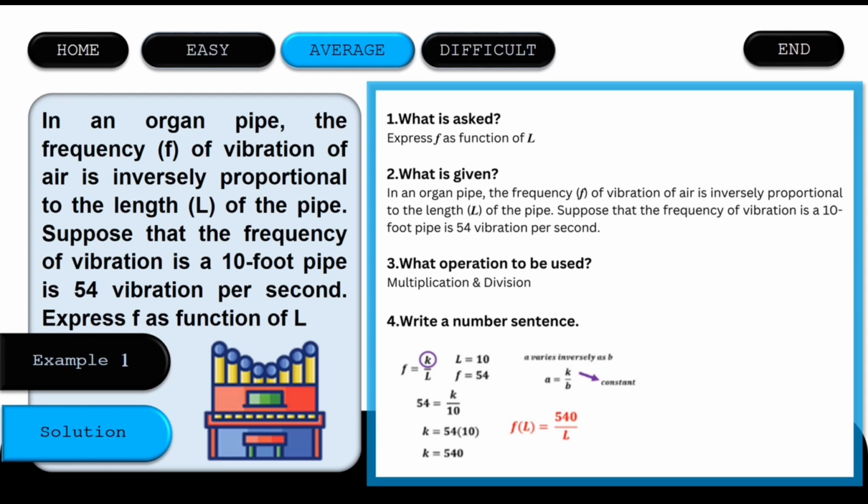So let us identify the given. The length is 10 and the frequency of vibration is 54. All we have to do is to express F as a function of L. Let us first find the value of the constant, the K. We have here 54 is equal to K over 10. Just transposing it, we will now have 54 times 10. By performing the operation, we have 540 as the value of constant K. And to express F as a function of L, we are going to have F of L equals 540 over L.